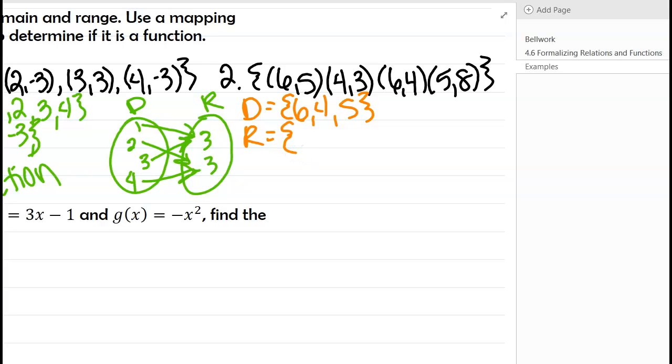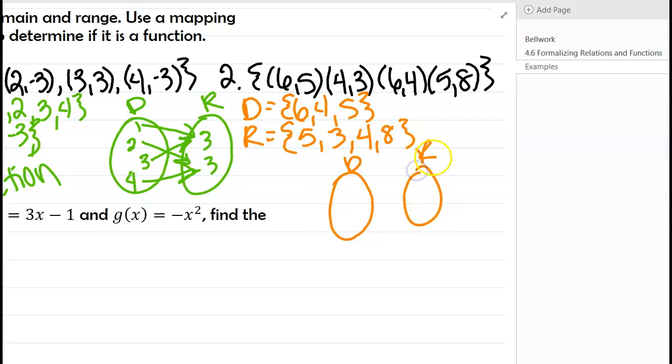Now, whenever I plug in 6, 4, and 5, what do we get out for our answers? 5, 3, 4, and 8. It's just the Y values. Okay, and then we're going to do our domain bubble and our range bubble. My domain bubble just has 6, 4, and 5. My range bubble has 5, 3, 4, and 8. And then we will map them: 6 to 5, 4 to 3, 6 to 4, 5 to 8.